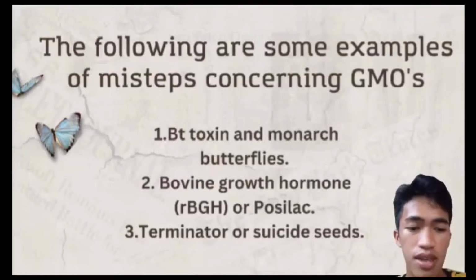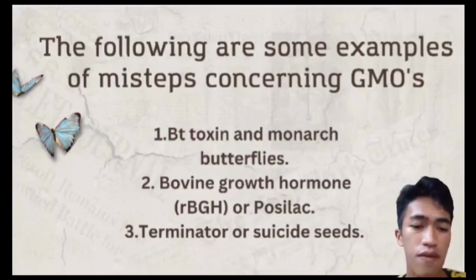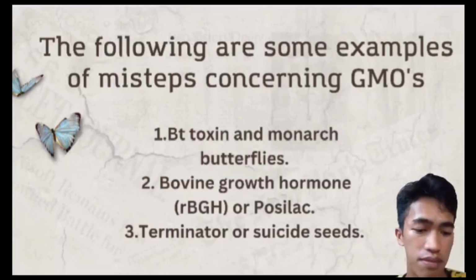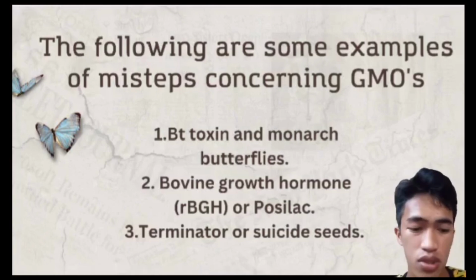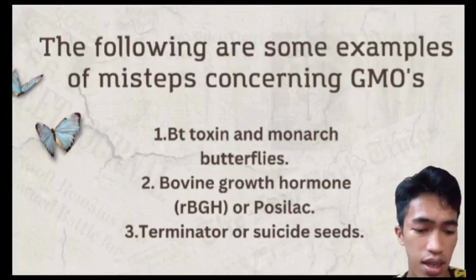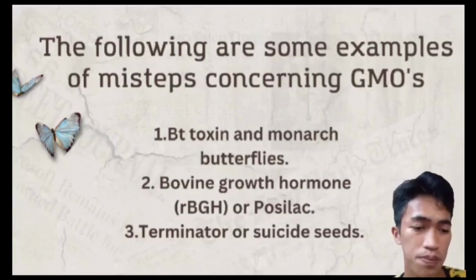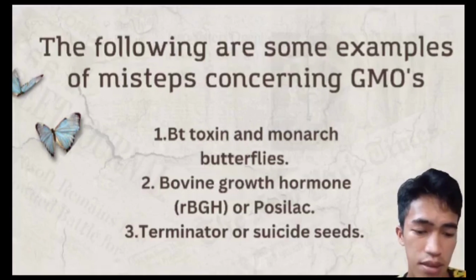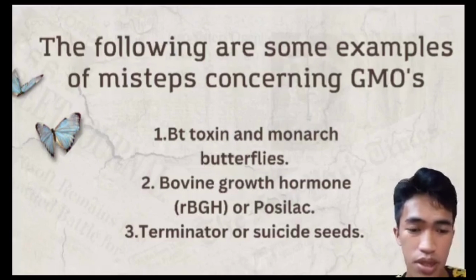The following are some examples of missteps concerning GMOs. First, Bt toxin and the monarch butterfly. Bt means Bacillus thuringiensis. These toxins have been successfully used as a biopesticide against caterpillars, beetles, and flies, including mosquitoes and black flies. Bt also synthesizes insecticidal proteins during the vegetative growth phase, which are subsequently secreted into the growth medium. Second is bovine growth hormone, or Posilac.